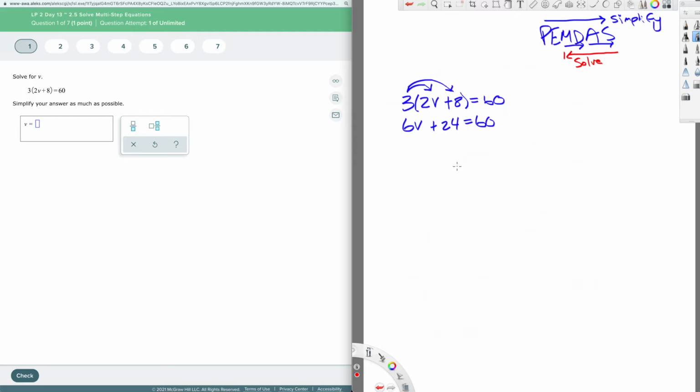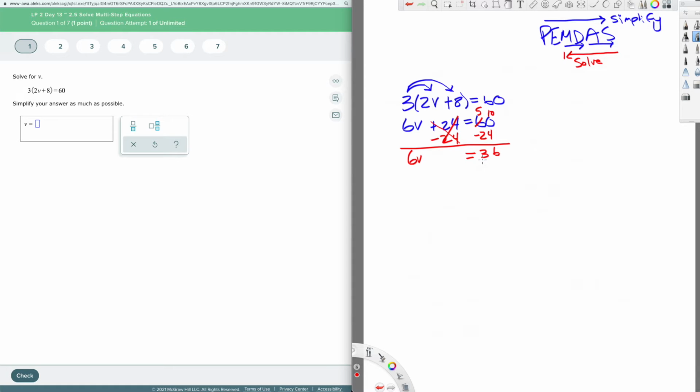So I'm going to say what's being added or subtracted on the same side as the variable. So 24 is being added. I'm going to do the opposite of that. Boom. So I have 6v equals 24 minus 24 cancels out. And then we have 60 minus 24. So we have to do a little bit of borrowing here if we're doing this in our heads, right? So we get 36.